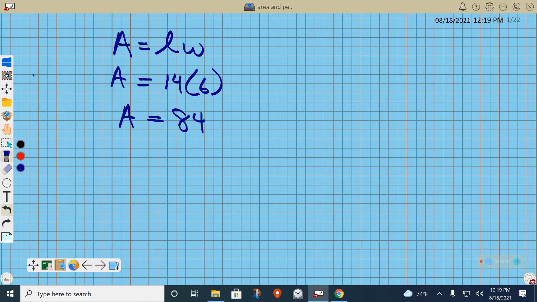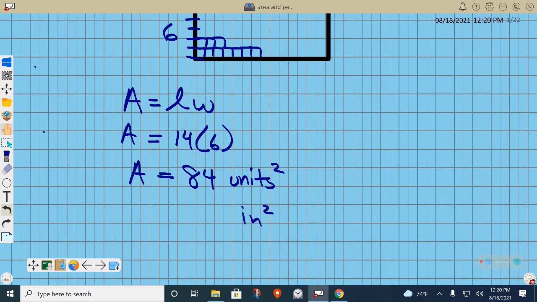And the way I write it is this. 84. Look, I put units and then put to the second power. Whenever you see units to the second power, or let's say inches to the second power, they're talking about little squares. So 84 square units would be the area.